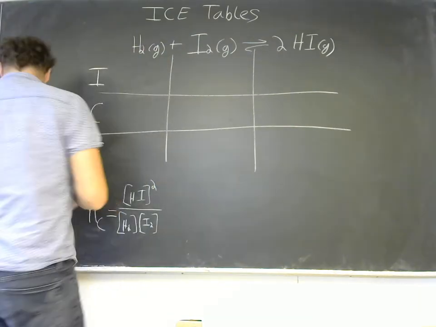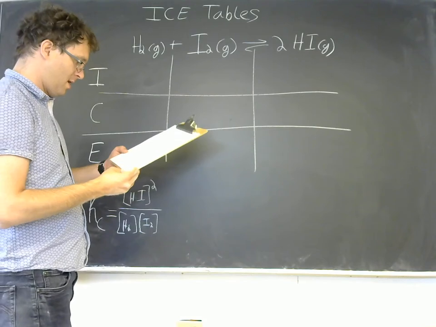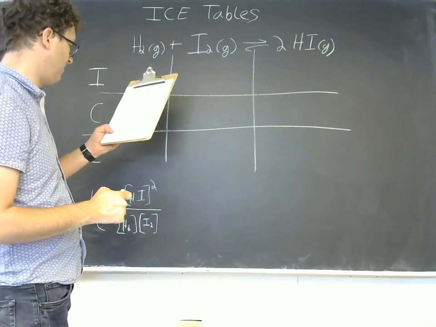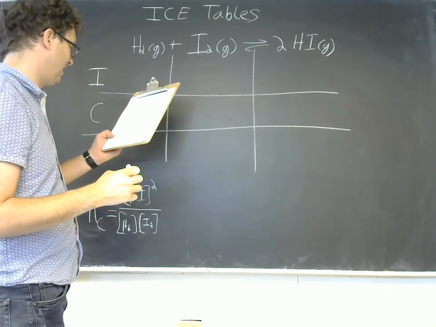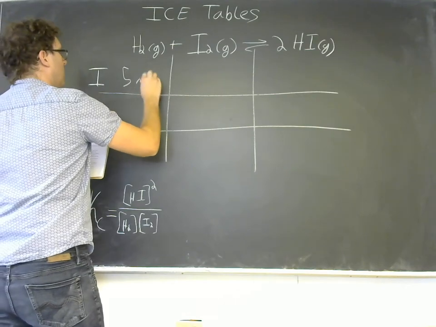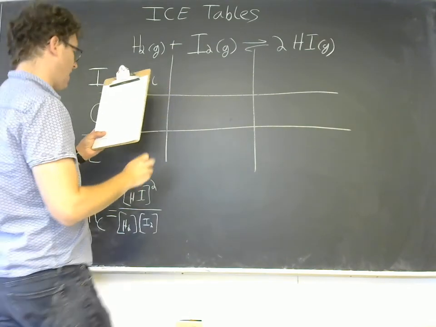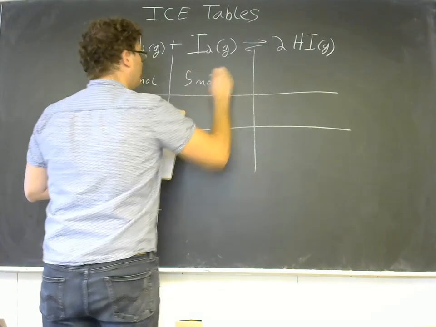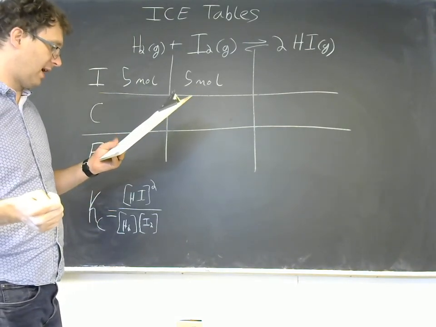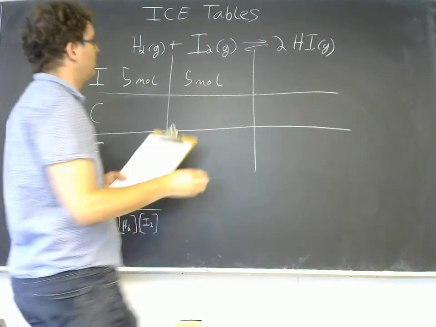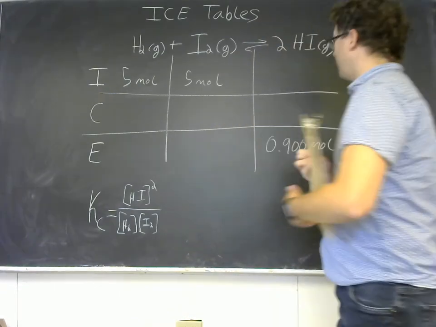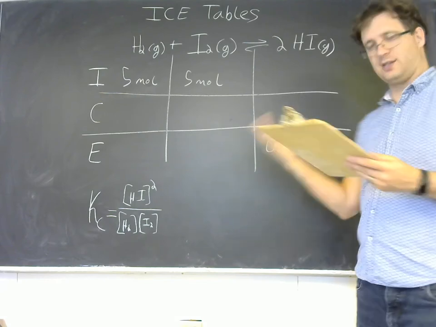All right, so the question is, if we take 5 moles of H2 and 5 moles of I2 and put them in a reaction chamber and let them reach equilibrium, then we can observe that the HI concentration is 0.900 moles.